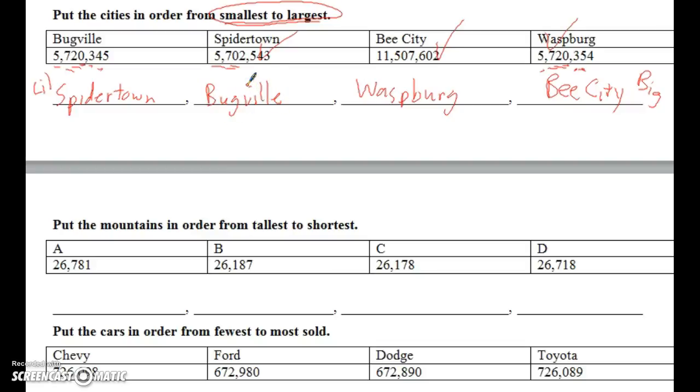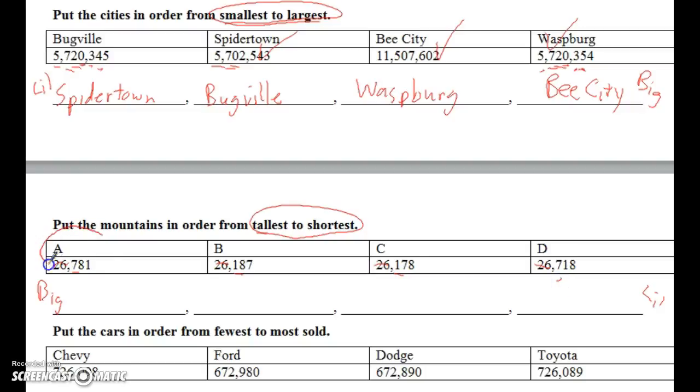Put the mountains in order from tallest to shortest. So tallest is going to be my big side, and shortest is going to be my little side. I check them out. They all have 5 digits. They all start with 26. So guess what? I'm just going to get rid of the 26,000. And now I go to the hundreds place. We got 7, 1, 1, 7.